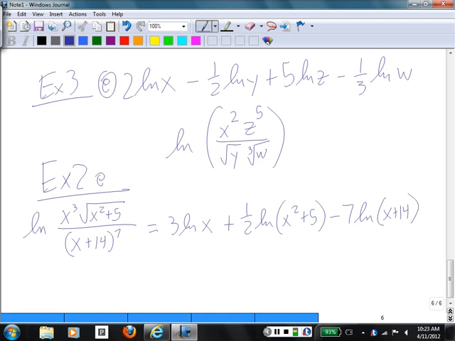Turns out that these expressions, x squared plus 5 and x plus 14, are a lot easier to manage than this great big complicated looking quotient with a lot of stuff going on there. So we can exploit these properties of logarithms to make the expressions easier to deal with in some cases.